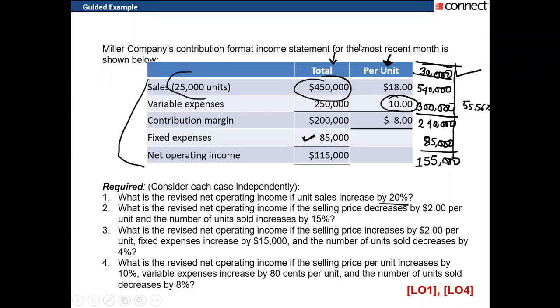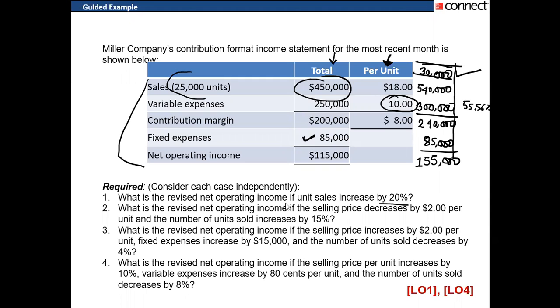$155,000. So you see that compared to the original case where we have the net operating income of 115,000, we have now how much increased net operating income? Exactly 40,000. So the number one case is good for us. If we can increase the unit sales by 20%, it will give us 40,000 more net operating income.